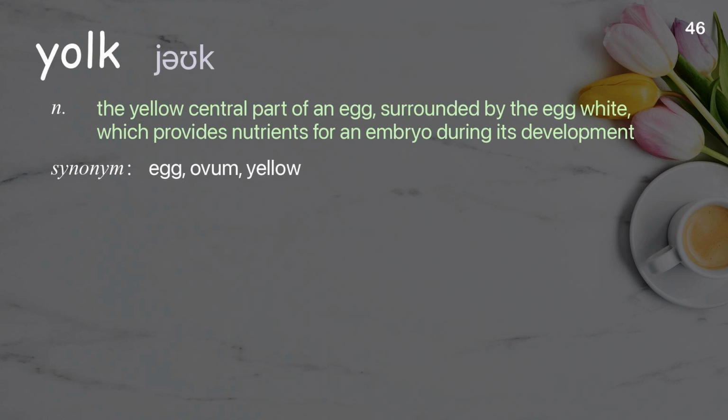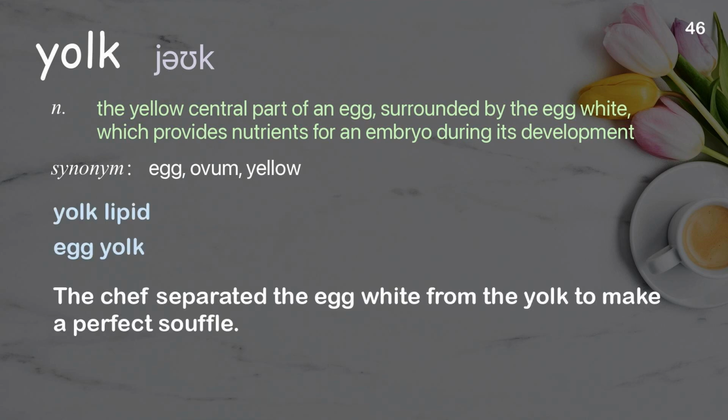Yolk. The yellow central part of an egg, surrounded by the egg white, which provides nutrients for an embryo during its development. Examples: yolk lipid, egg yolk. The chef separated the egg white from the yolk to make a perfect souffle.